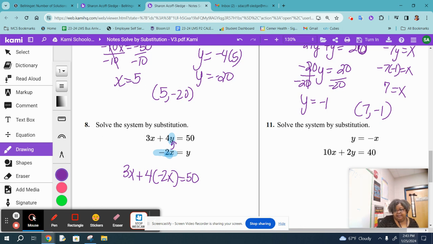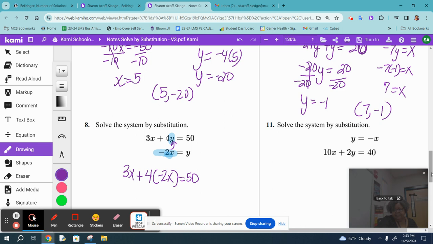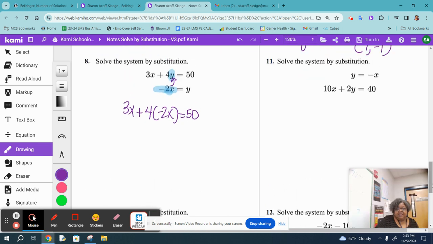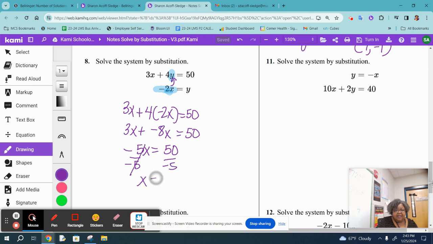Okay, y'all ready? So I have 3x plus 4 times negative 2x, which is negative 8x, equals 50. We have to subtract there because they have different signs. If you get confused, put it in a calculator. Divide both sides by negative 5. Yeah, this is a calculator standard. And that's a negative 10.